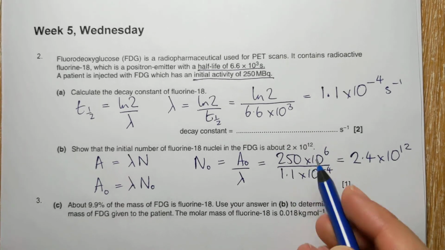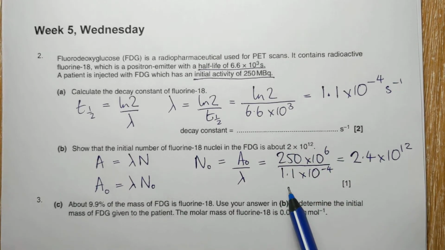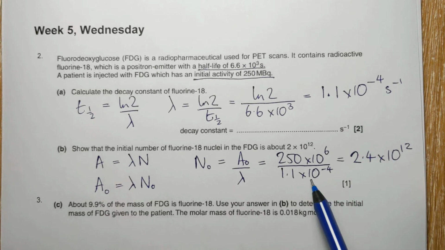I've written 1.1 there, but I think it was 1.05 or something. Use your unrounded value for there in here.